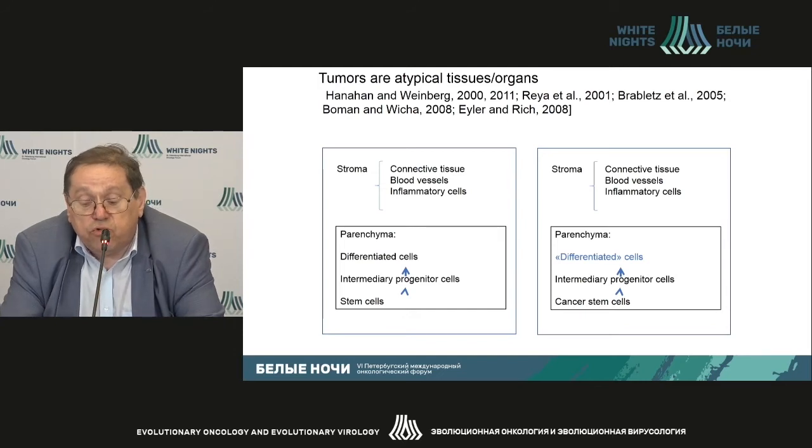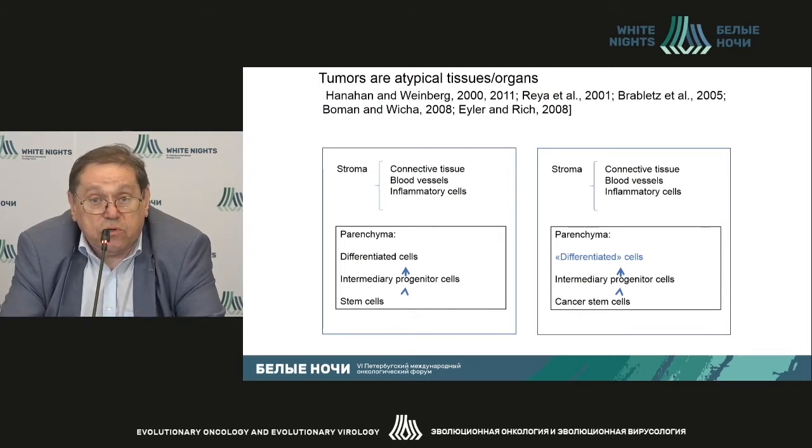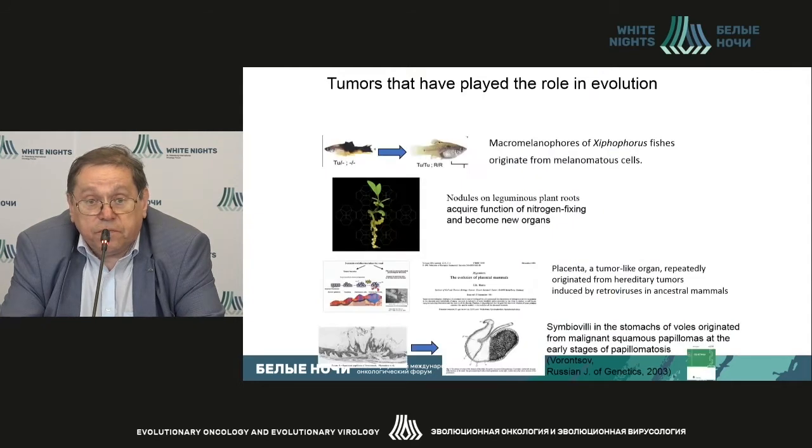Later on, we will recollect them. The tumors can be considered as typical organs. There are a great number of examples when tumors have played a role in evolution. So on the slide, you can see the examples.